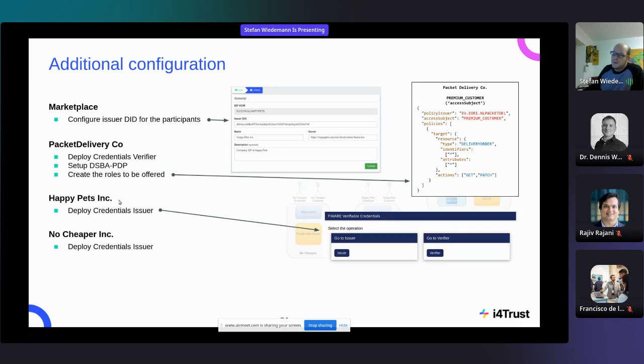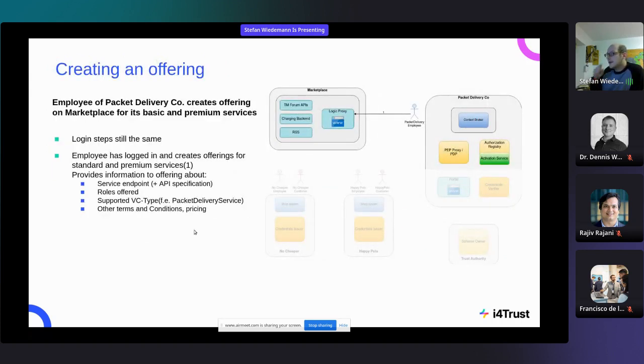And for Happy Pets and NoCheaper, we need also to deploy the credentials issuer, obviously, because they need to issue the credentials to their users. Okay, now you've seen that I created an offering. Actually, creating an offering in this setup doesn't need any interaction of the marketplace with the packet delivery anymore. So the employee of packet delivery simply logs into the marketplace and will create the offering with the information that you've seen. So basically, where is the service endpoint, which roles do we offer, which type of verifiable credentials do we support, in our case, the packet delivery service, and also all the other terms and conditions and the pricing, and what's all else to be said about offering, basically.